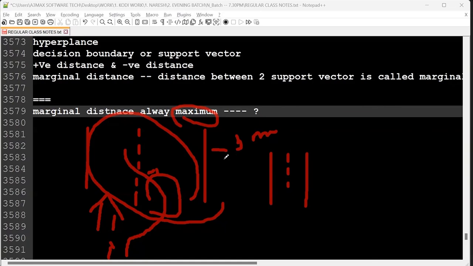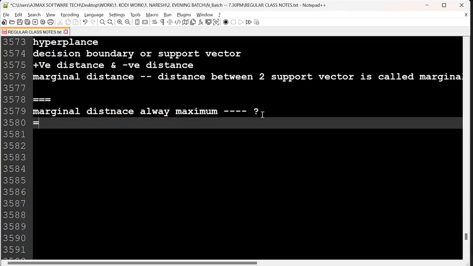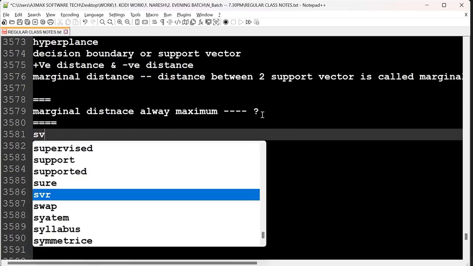So there is a reason why we need to maximize the marginal distance, because when the distance is maximum, we adjust the error more. When you adjust the error more, we get good accuracy, guys. Anyway, I will explain more math concepts available for SVM.